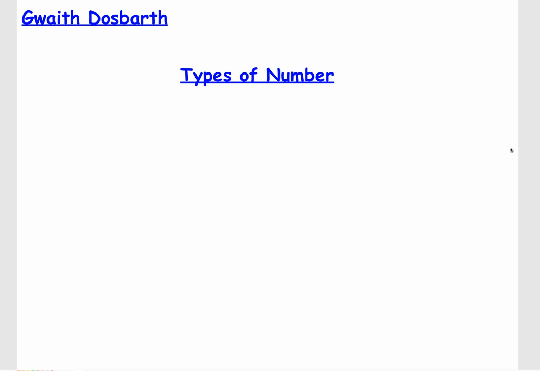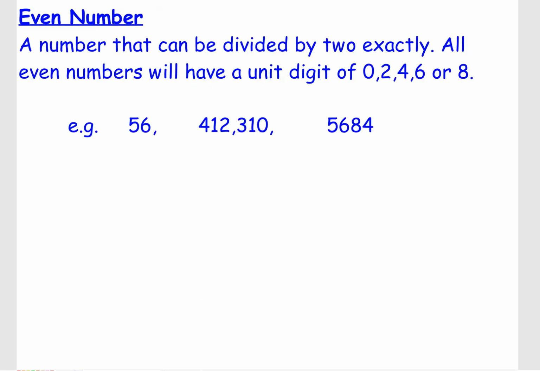The topic we're going to be looking at today is types of number. So in your big books you can write gwaith dosbarth, types of number, and today's date. So the first type of number we're going to look at, you will have learned about these in primary school. These are your odd and even numbers.